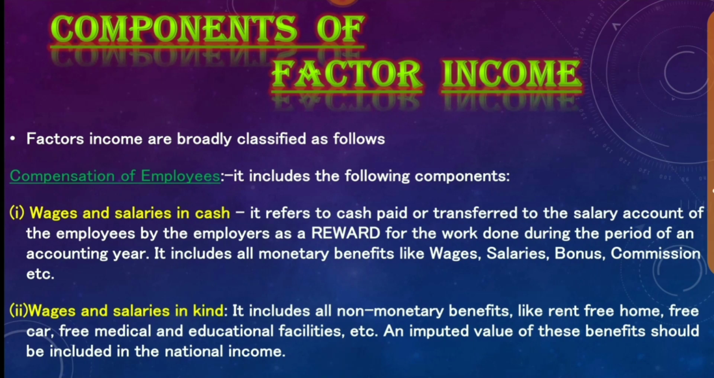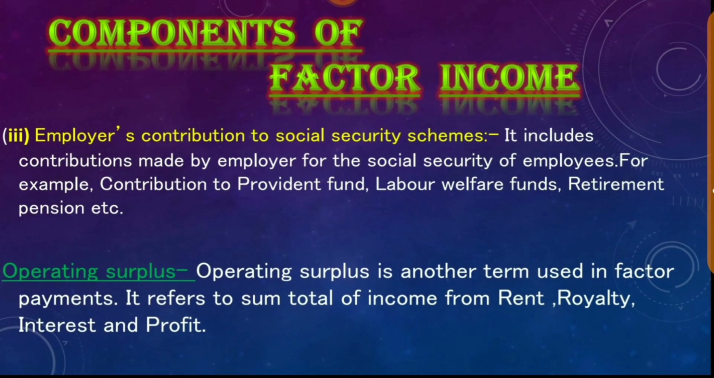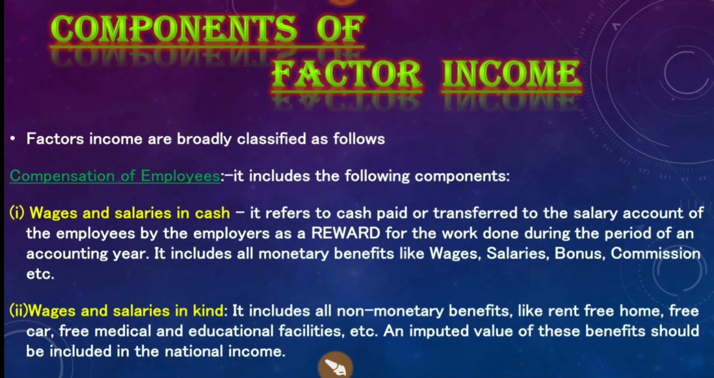Components of factor income. Factor incomes are broadly classified as compensation of employees, operating surplus and mixed income. Firstly, we talk about the compensation of employees. Compensation of employees includes wages and salary in cash, wages and salary in kind, and employers' contributions to social security schemes. Firstly, we talk about wages and salary in cash. It includes all monetary benefits like wages, salary, bonus, commission, etc.